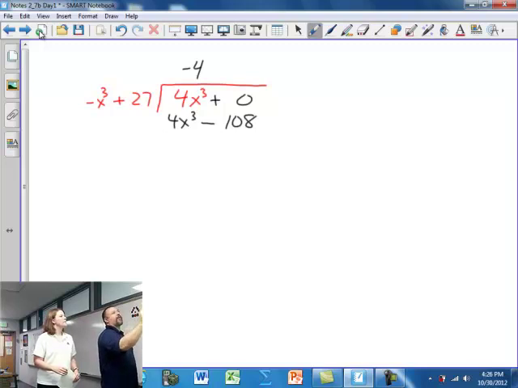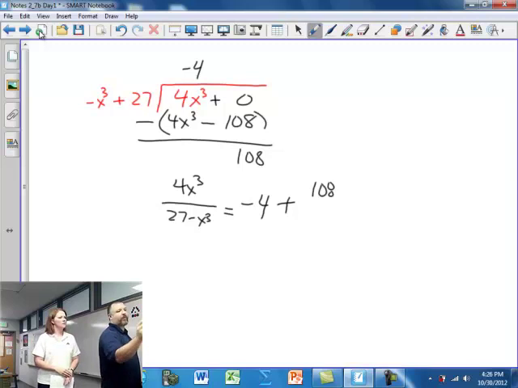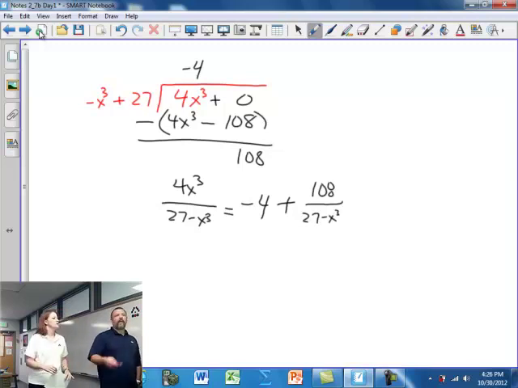Hopefully that's right. 25 times 4 is 100, and 2 times 4 is... So we're going to subtract, and we get a remainder of 108. Is that okay? That's great. So we have this 4x cubed divided by 27 minus x cubed is really negative 4 plus a remainder of 108 over 27 minus x cubed. Correct. That was just long division from last chapter. It looks a little funny, but it was long division.